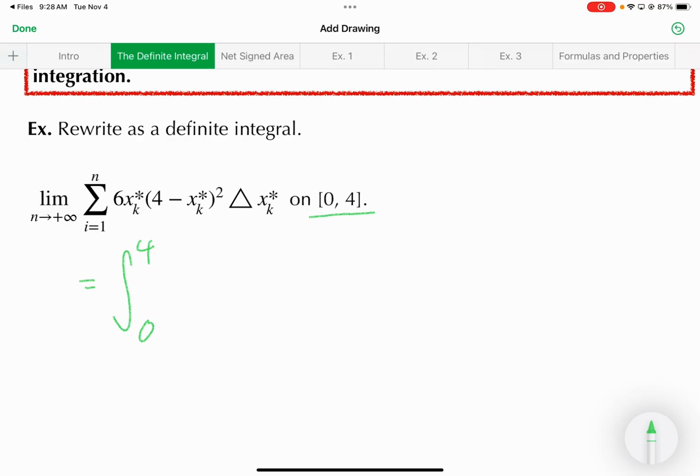So this is the integral from 0 to 4 of, and then we have to come up with our function. That very much just relates to our rule. Essentially what we're going to do is replace our x sub k stars with just x. So it becomes 6x times quantity 4 minus x quantity squared. But then don't forget that delta x is there, so that becomes our dx. And that's it. That's what I want you to do, just write it as that, okay?